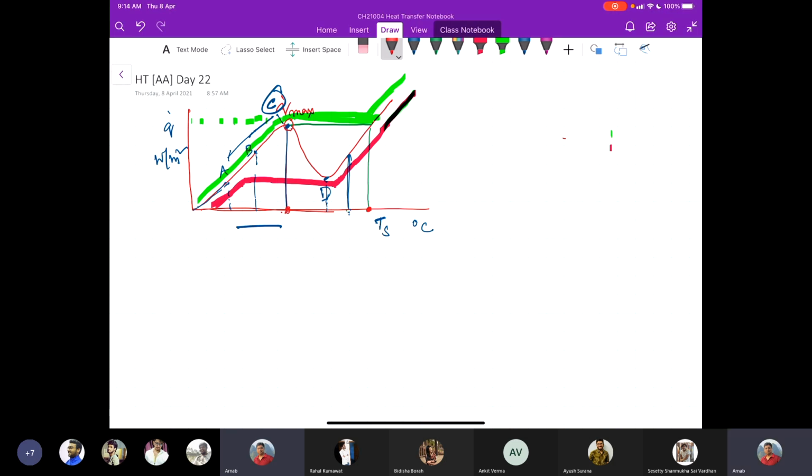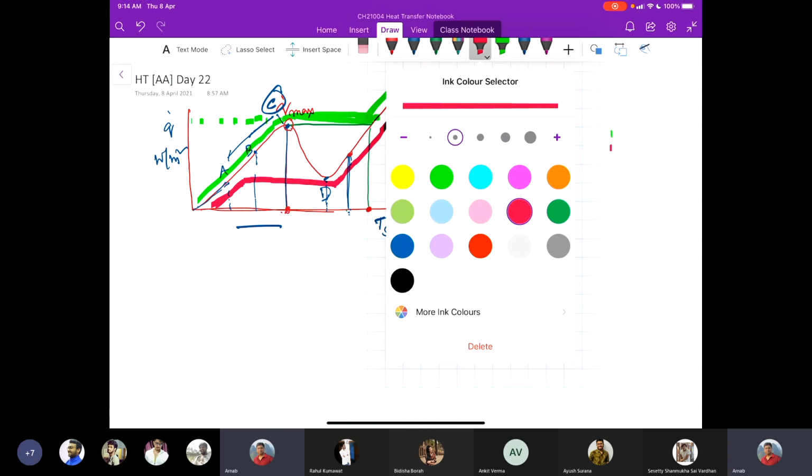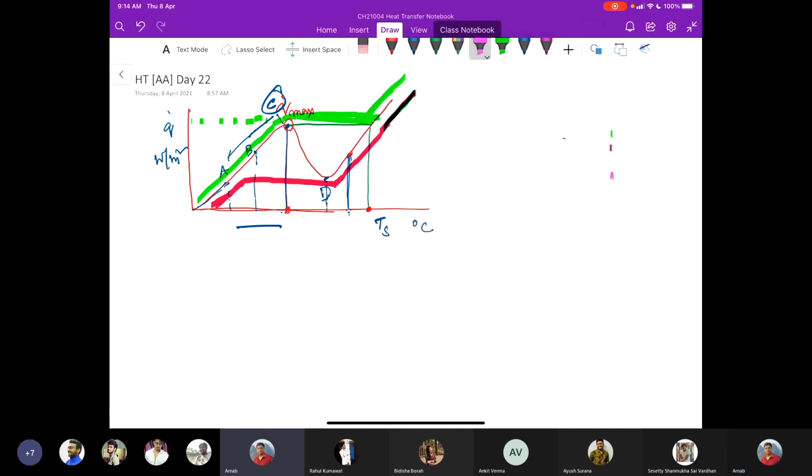Now the point is that if the melting temperature of the pot in which you are boiling the liquid happens to be somewhere below this T_s, say in this region, then what will happen? The pot will melt. So this is the burnout phenomenon. And the heat flux at this point we call the burnout heat flux.